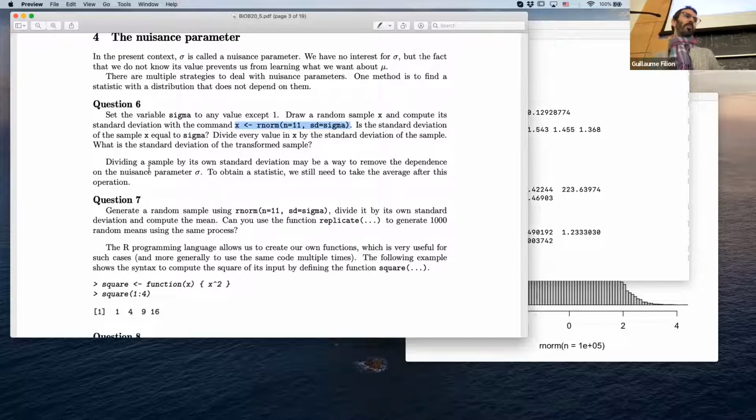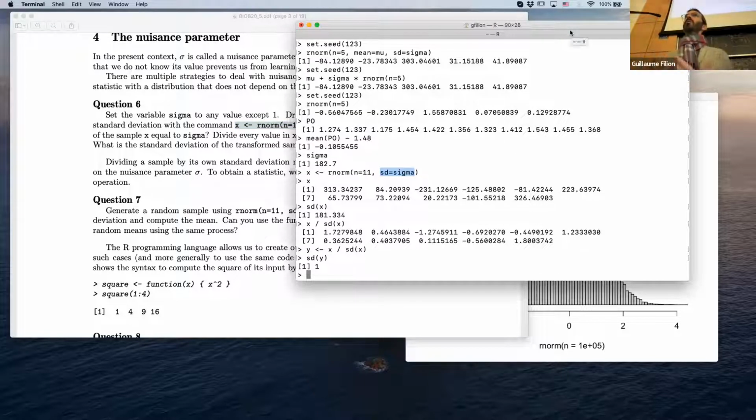So dividing a sample by its own standard deviation may be a way to remove the dependence on the nuisance parameter sigma. That's the intuition here. Okay, we don't know sigma. It's really annoying us because we can't resample the mean. But we know a cool trick, which is if we take a sample divided by its own standard deviation, then it's always got the same standard deviation. It doesn't matter what sigma was to start with. We kind of have a way to cancel out sigma in a sense. We get something that cannot depend on sigma anymore.